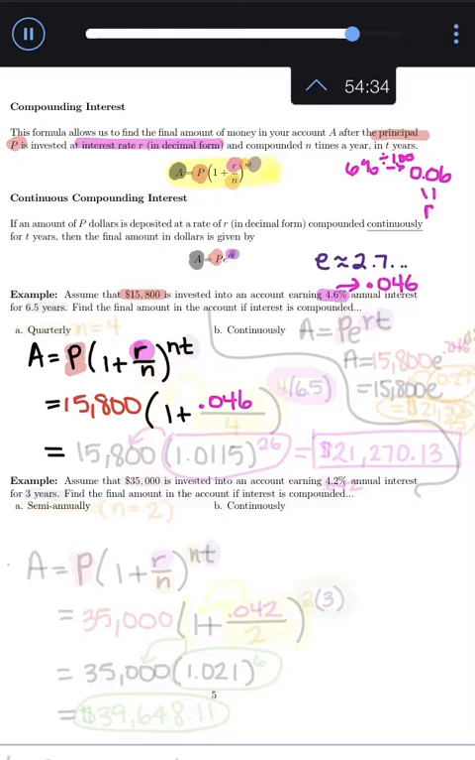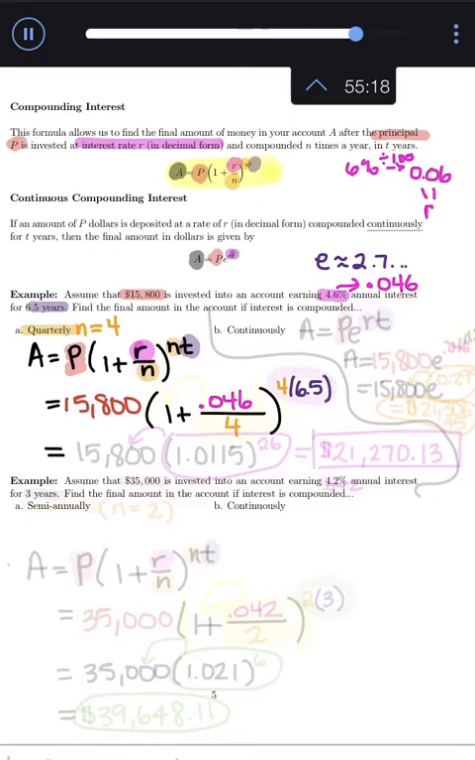Divided by what goes on the bottom, according to the formula, is your n. How many times per year are you actually going to get interest? Well, we're saying quarterly, which means 4 times a year. So we're going to divide by 4. And then raise to the n again, so 4, times our t, which, according to this problem, is 6.5 because it was 6.5 years. So let's plug that in as 6.5.